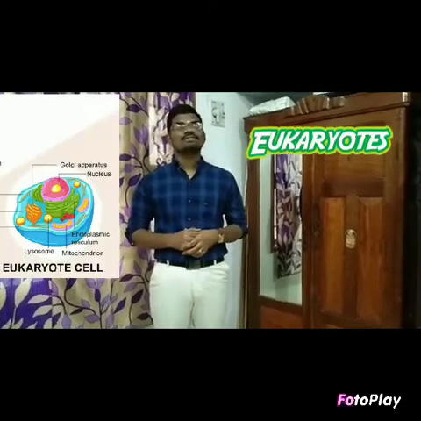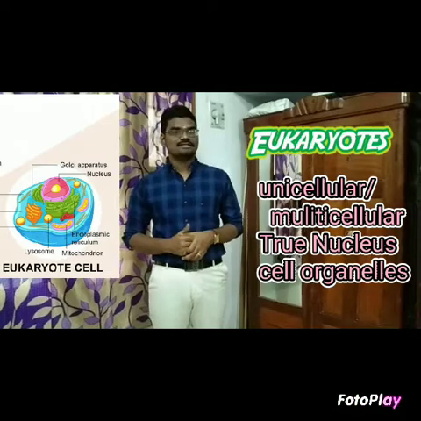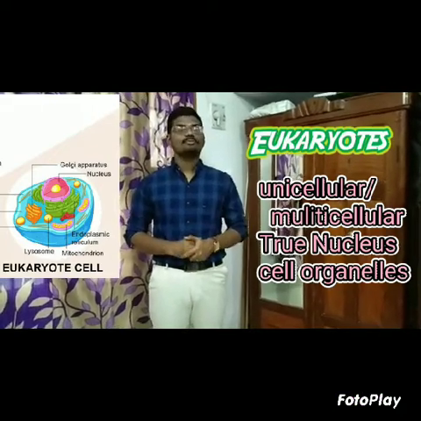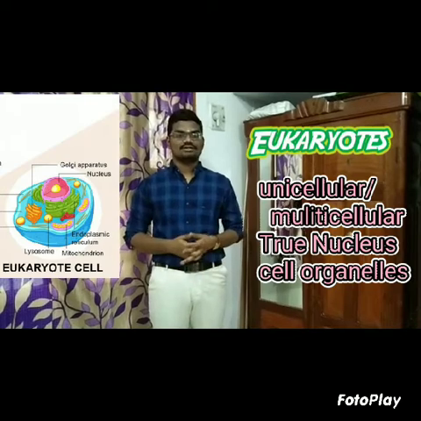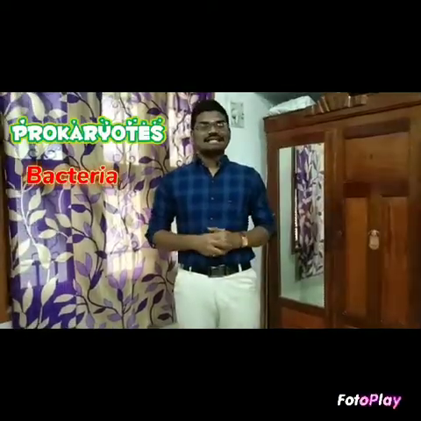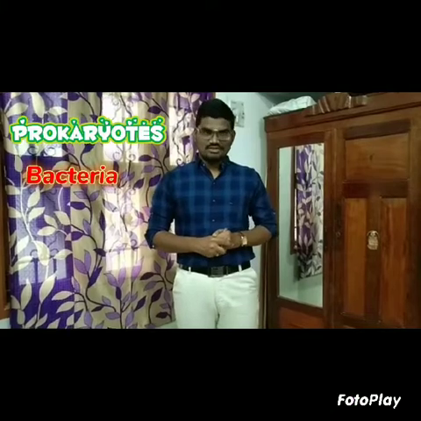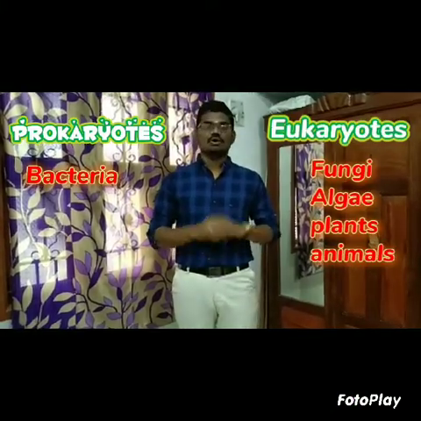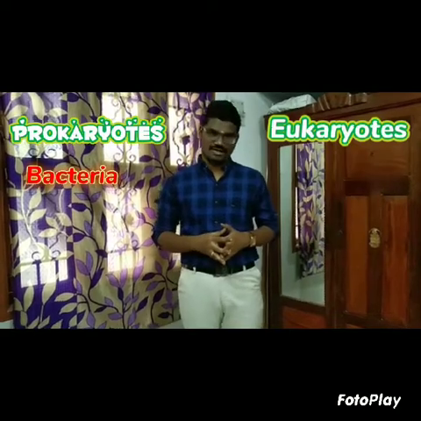Eukaryotes may be unicellular or multicellular organisms, but they possess a true nucleus. They also possess all other cell organelles like mitochondria, chloroplast, etc. Bacteria are the examples for prokaryotes. Fungi, algae, plants and animal cells are all examples for eukaryotes.